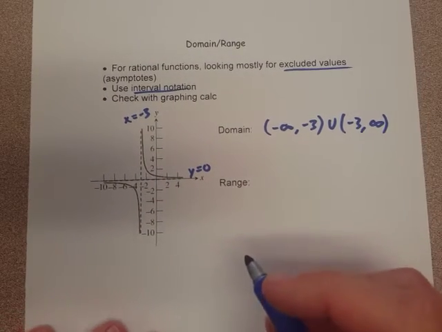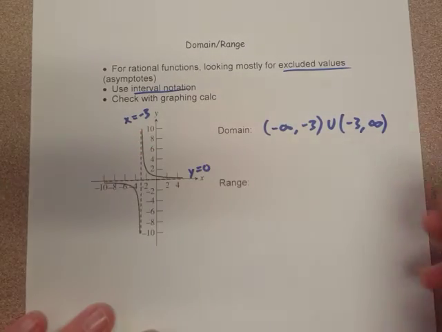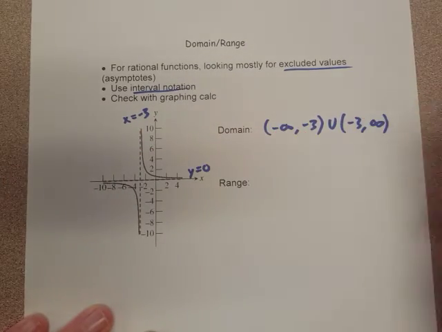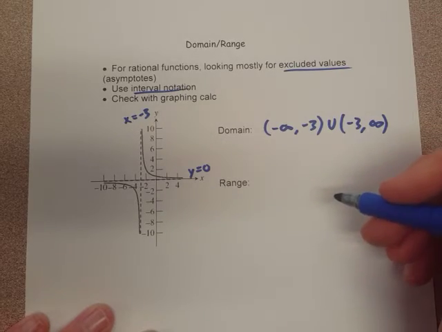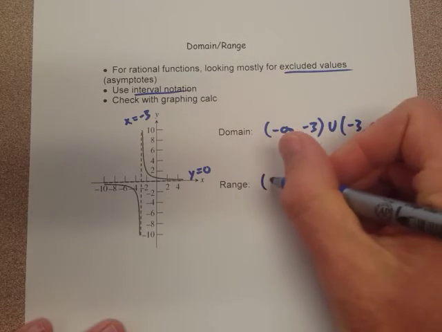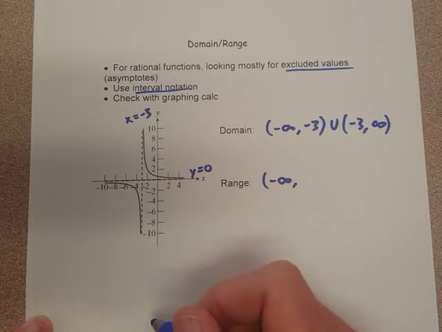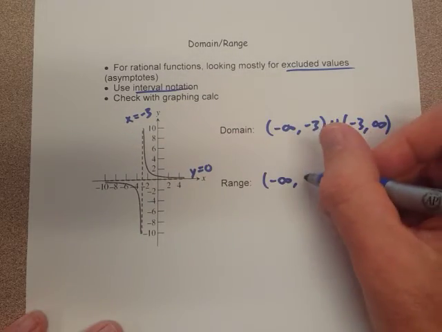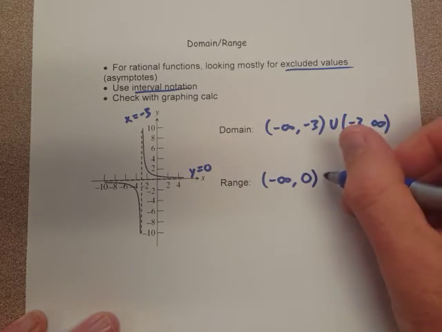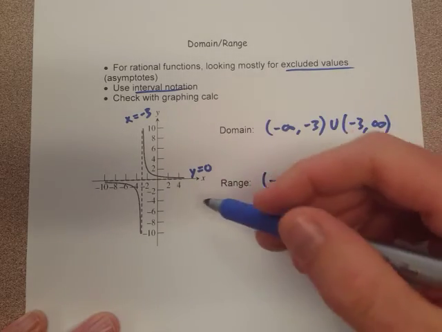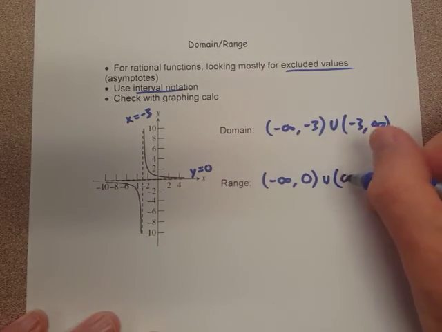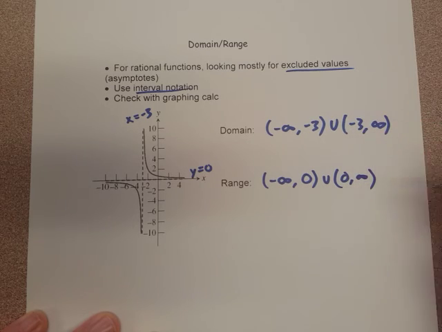For range, very similar. We have a break at 0, so it's just a halfway point. We're thinking low to high now. We're going y values, but that'll start down at -infinity. Every y value down here goes up to 0, almost gets there, but not quite. Then it starts back in at 0 again and goes upward, and so we have 0 to +infinity for the range.